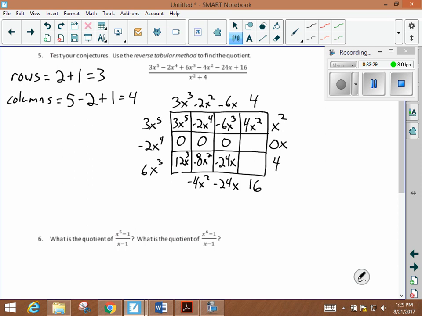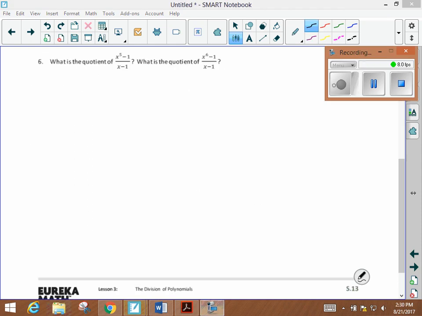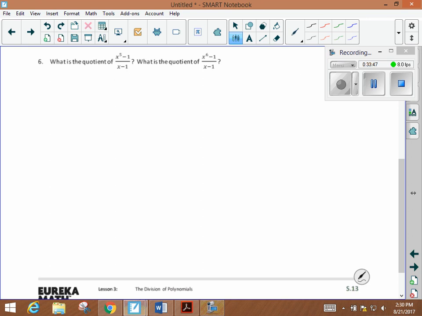All right, now I have my answer, but I'm just multiplying the thing out just to make sure that there's not a remainder, and there's not, since that 16 matches with the other 16. All right, let's continue and find a couple more quotients.